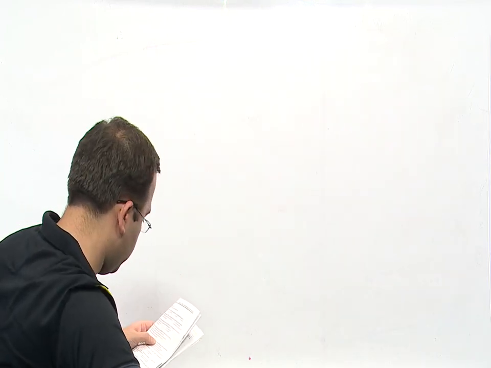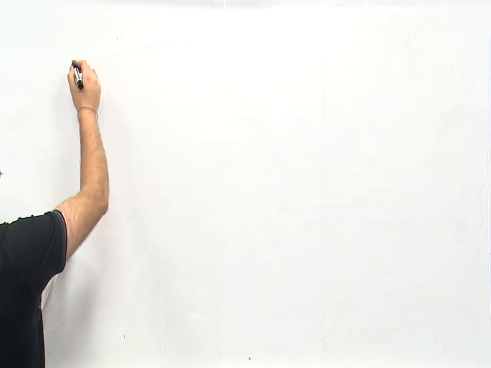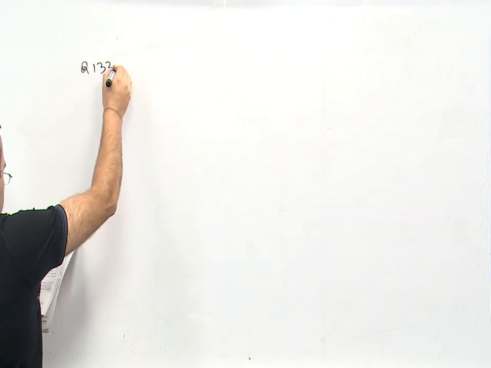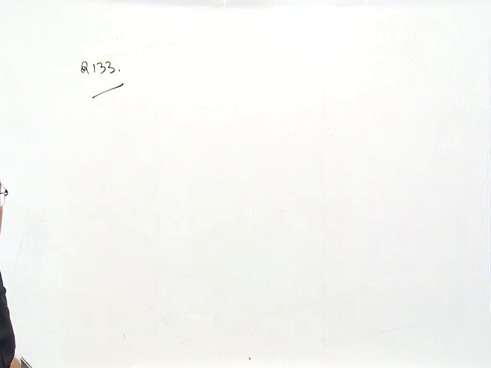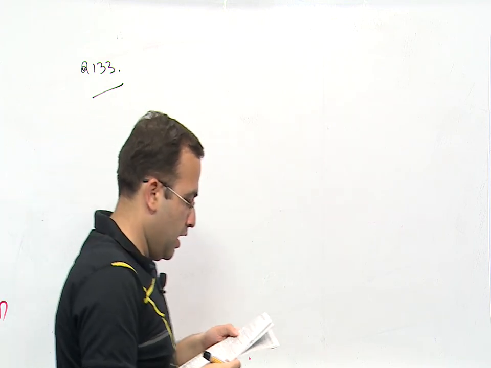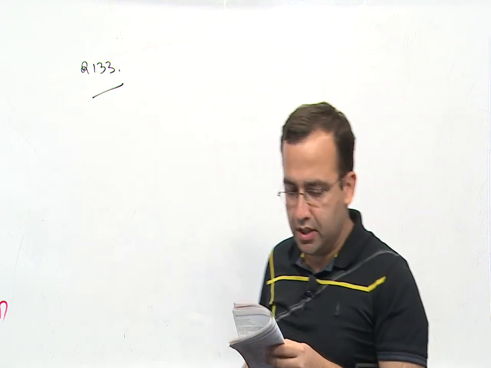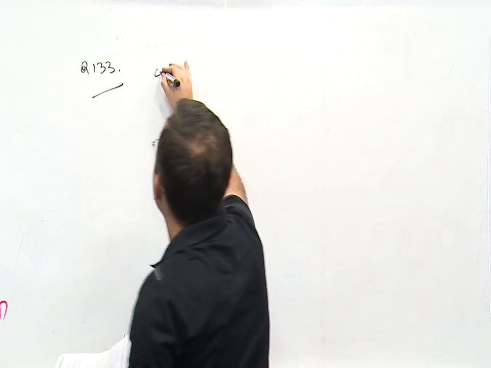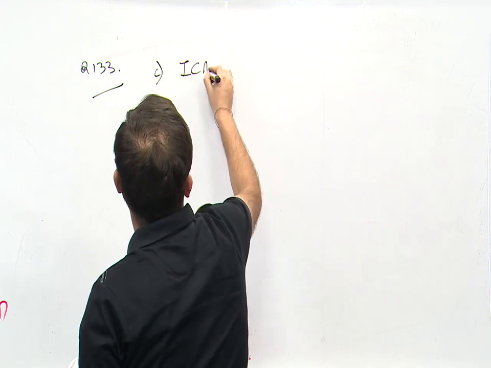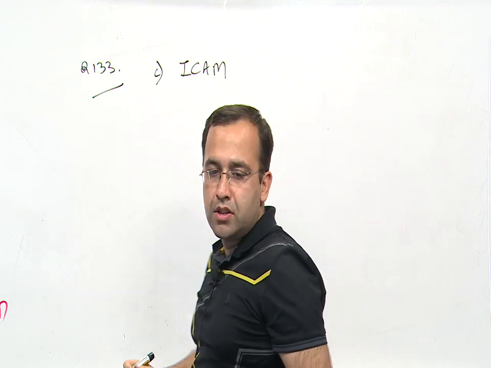Question 133. Endothelial molecule involved in transmigration of cells. This is a factual question, and the endothelial molecule involved in transmigration of cells in response to inflammation is ICAM.